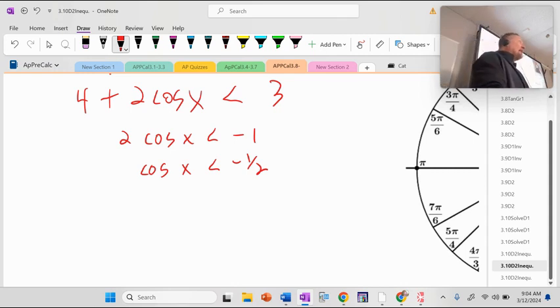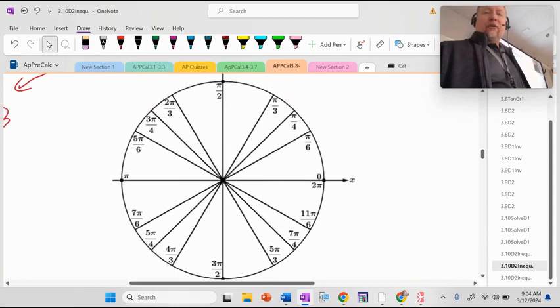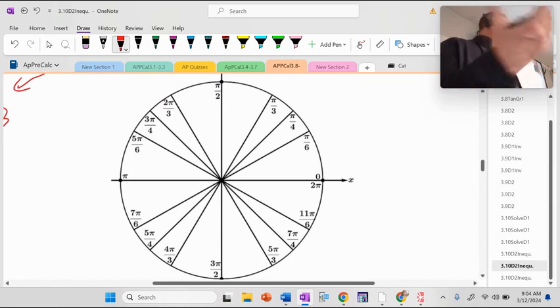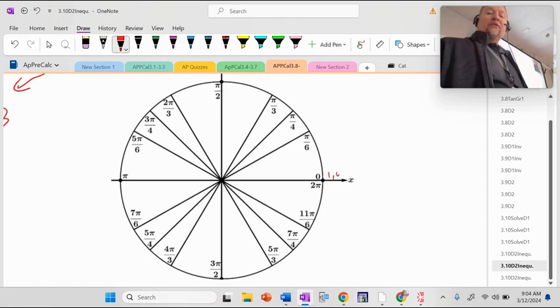What's cosine of 0? All I'm going to put is the cosine values all the way around, because this is a cosine question. So what's cosine of 0 when this is 1 comma 0? What's cosine of 0 radians? 1. And then what's cosine of pi over 6? Square root of 3 over 2.